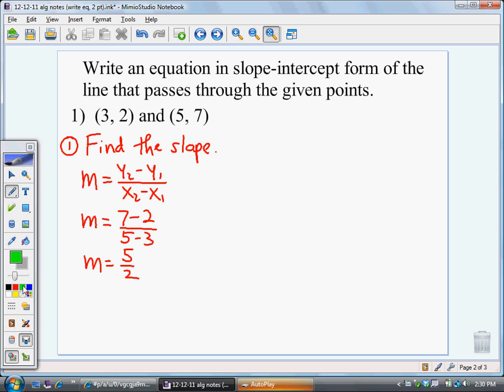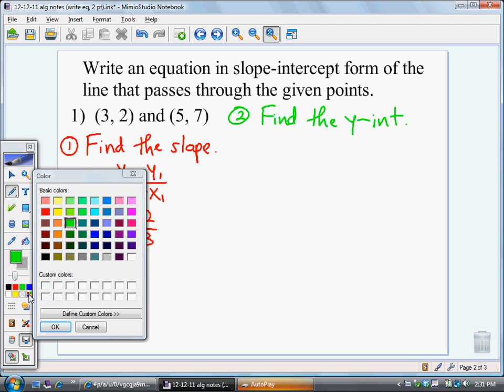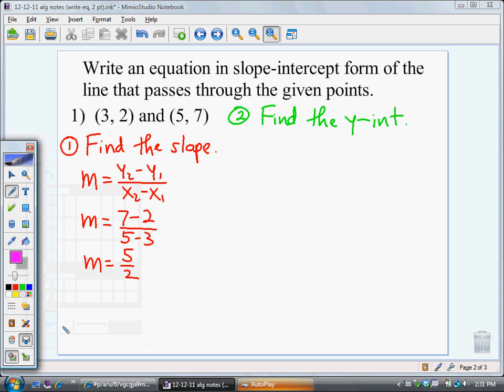So now we know the slope, and we know 2 points that are on the line. So step 2, find the y-intercept. And remember, we have 2 points, so you have 2 things that you could do. You could find the y-intercept using the first point. I'll do both here. I'll do it with the point 3, 2.